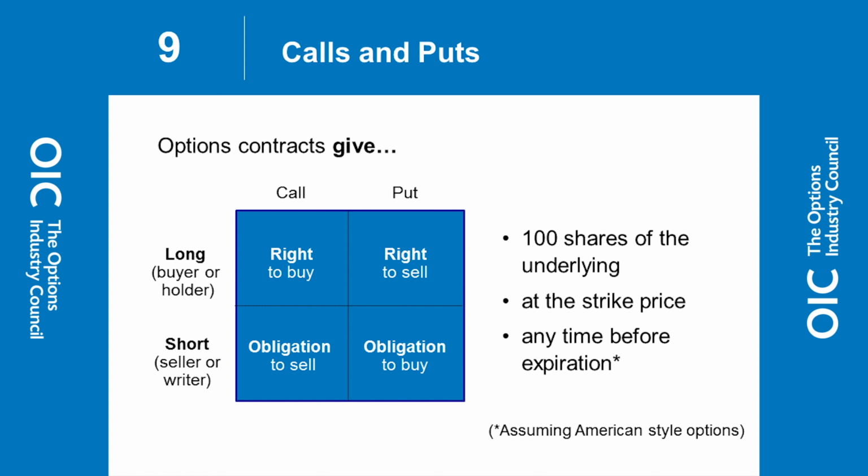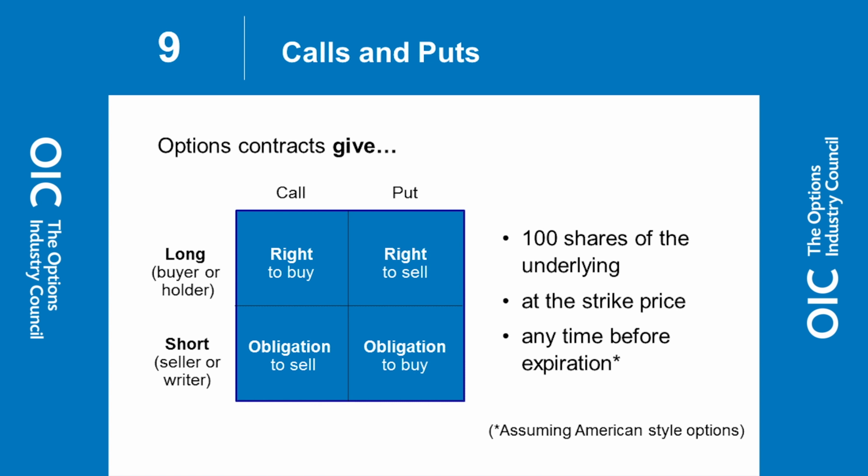Calls and puts are the 2 different types of options that we have, and if we are a buyer of the call, it is known as going long the contract. We are the buyer, we're the holder of the option, and it gives us the right to buy 100 shares of the stock at the strike price anytime before expiration. Let me repeat that. If we buy a call, we have the right to purchase 100 shares at the strike price anytime before expiration.